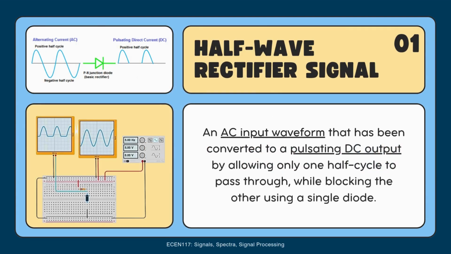Moving forward, we have the half-wave rectifier signal, which is obtained when an AC input waveform is passed through a diode. The diode allows only one half cycle of the AC signal, usually the positive half cycle, to pass through, while the other half cycle is blocked. As a result, the output is no longer an alternating signal, but a pulsating direct current waveform. This slide also illustrates the comparison between the original AC input and the resulting half-wave rectified output, both in theory and in practical circuit setup.